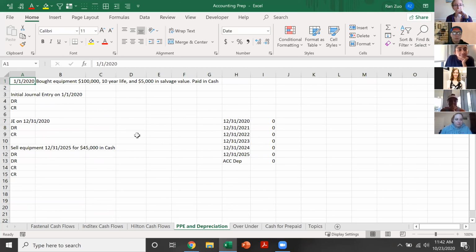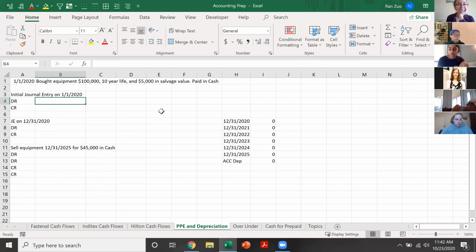Let's move on to PP&E and depreciation. I've created this problem with easy numbers. You bought equipment for $100,000 with a 10-year life and $5,000 in salvage value, and you pay for it all in cash. I want to go through the journal entries. So on the day you bought the equipment, what would be your journal entry?